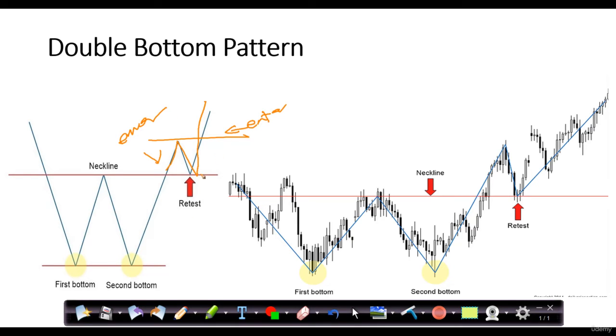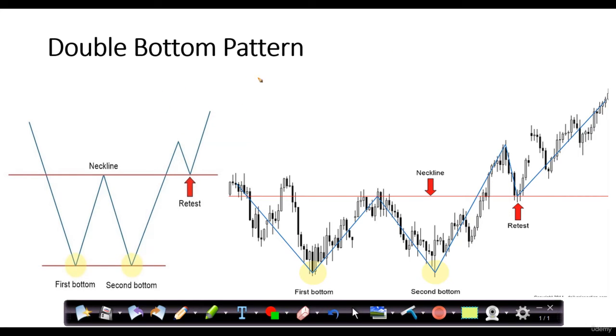Now here is the stop loss. Our stop loss should be below the swing. The swing is nothing but the bottom of the W pattern. Bottom of the W pattern. Here is your stop loss, here is your entry, or at the retest your entry should be here.